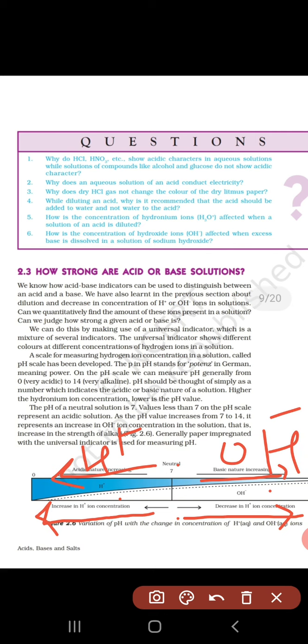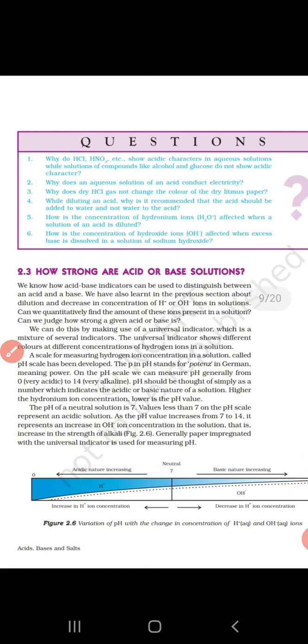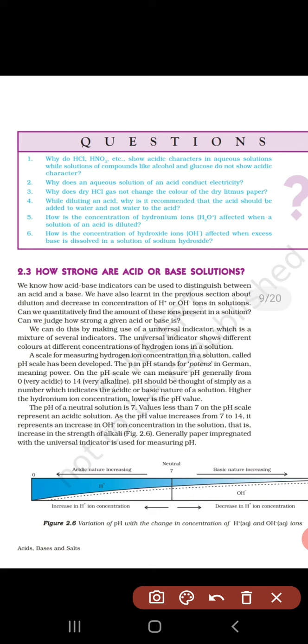Now up to this point we have to stop here. In the next class we will discuss more about pH, and about concentration and dilution. I will tell you in the next class.